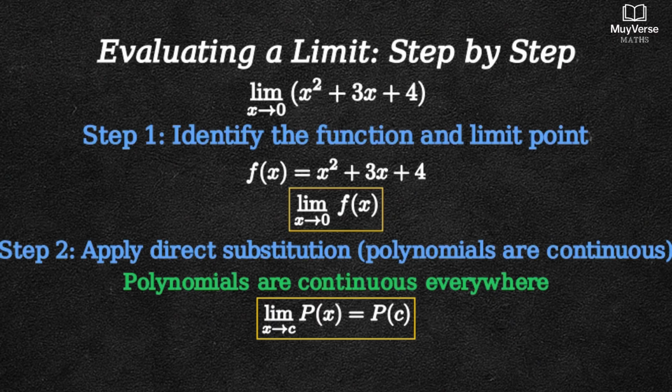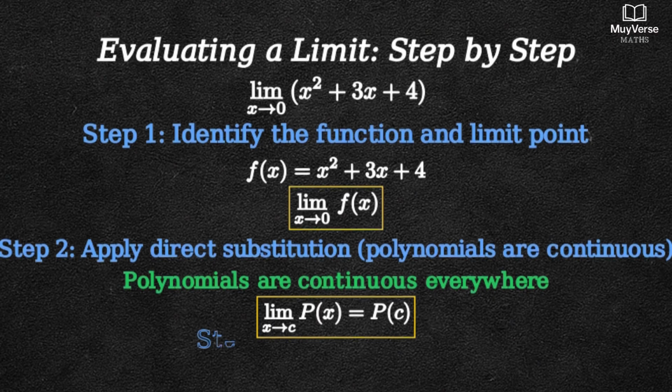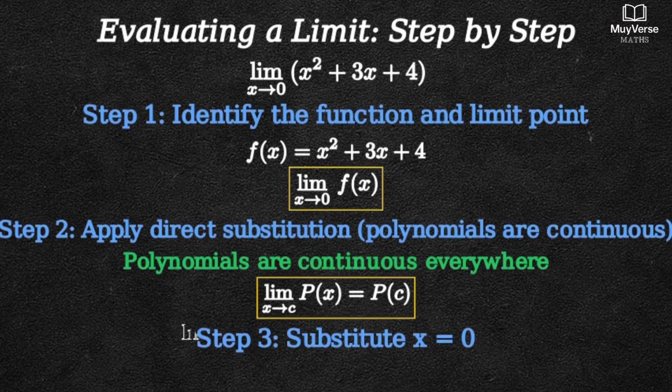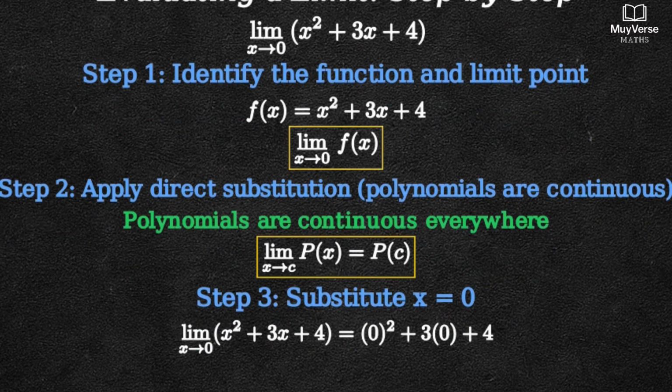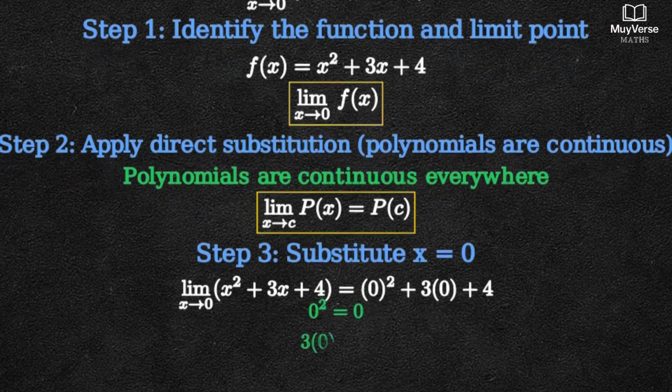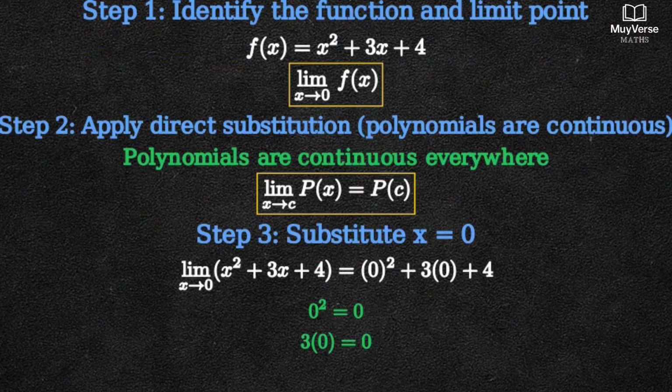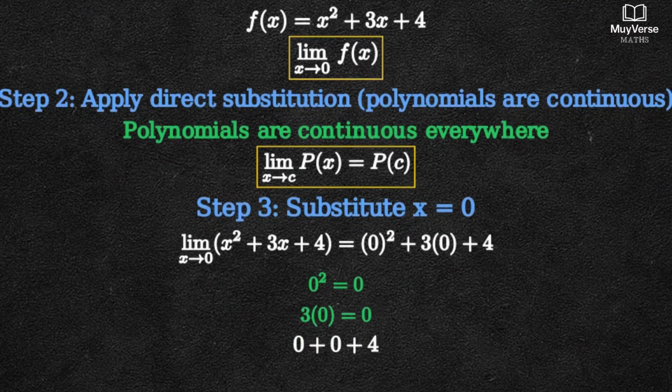Step 3. Substitute x equals 0 directly into the function. So the limit equals f of 0, which is 0 squared plus 3 times 0 plus 4. Compute the parts. 0 squared is 0, and 3 times 0 is 0. Therefore, the expression becomes 0 plus 0 plus 4.